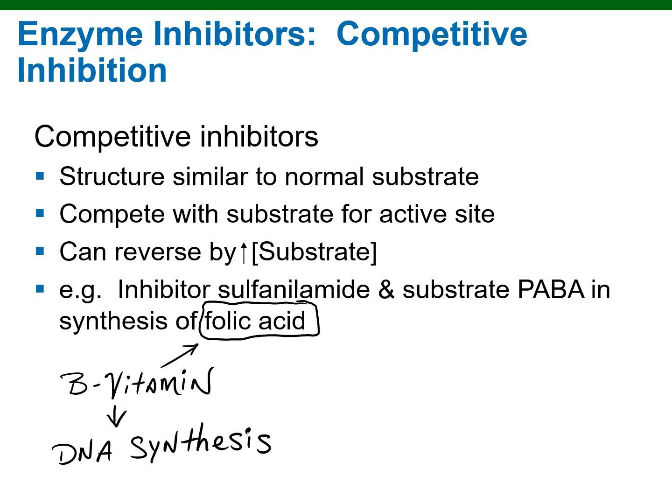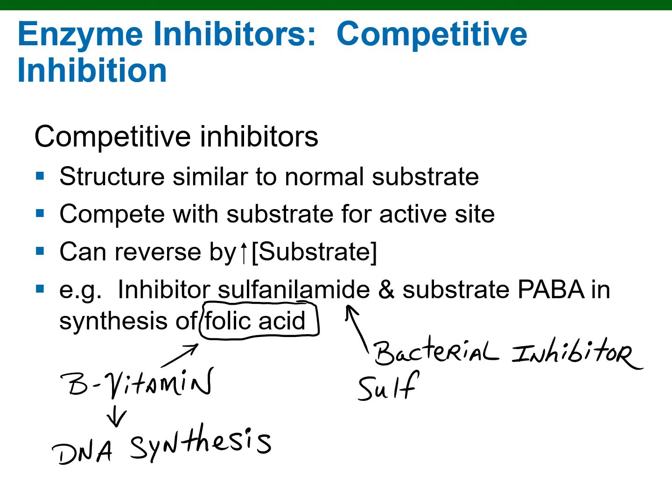But ultimately, we can say that the sulfanilamide, or so-called sulfa drug, is an inhibitor to bacteria, but not to the human, because humans are not able to make their own folic acid, but some bacteria are. The sulfa drug interferes with these bacteria by inhibiting the folic acid synthesis pathway.